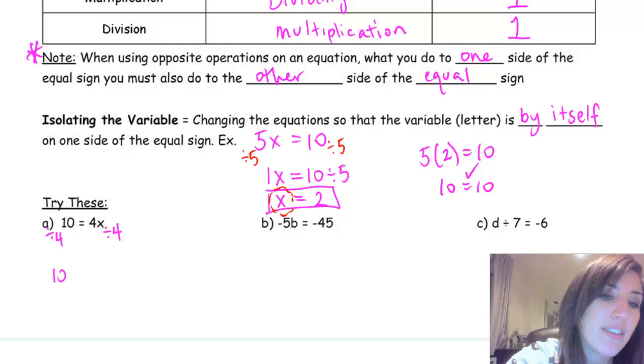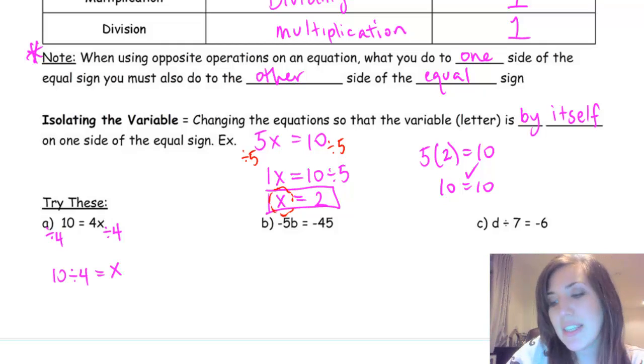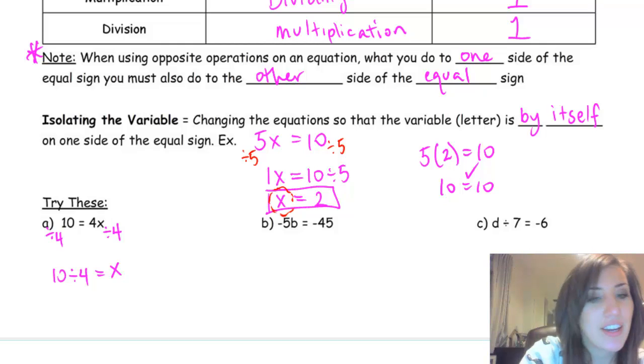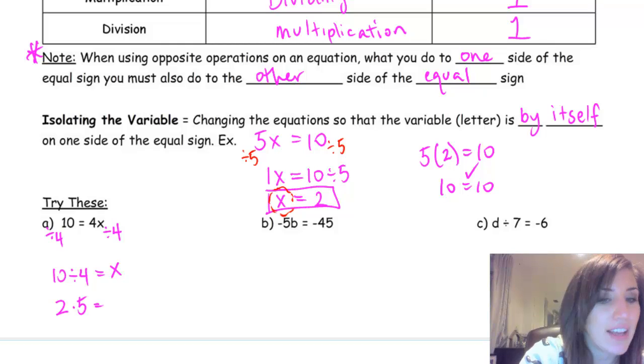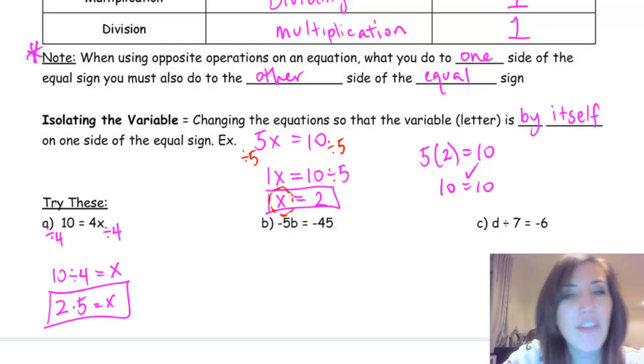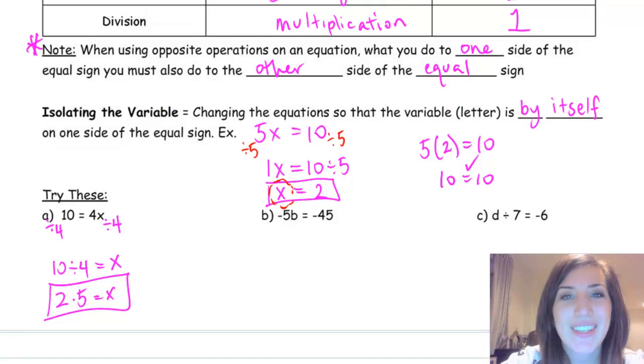So now 10 divided by 4 equals x. And if you plug in 10 divided by 4 into your calculator, or if you know it inside your head, you'll get 2.5 as your x value. So again, 4 times 2.5 should equal 10. Does it? Double check before you hand in your work.